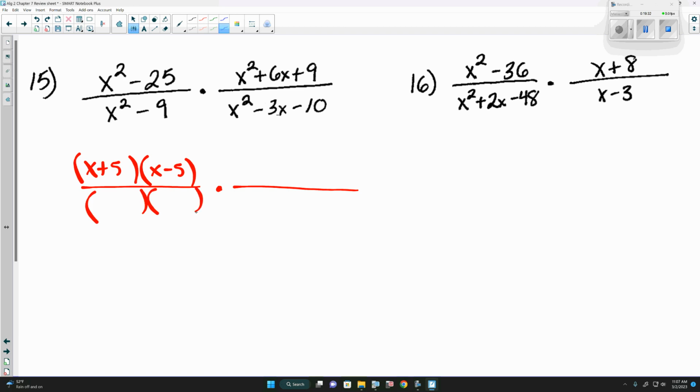x squared minus 9. There's no greatest common factor, two terms, and it's minus, so our signs are opposite. They're both perfect squares because x squared is x and x. 9 is what? 3 and 3.